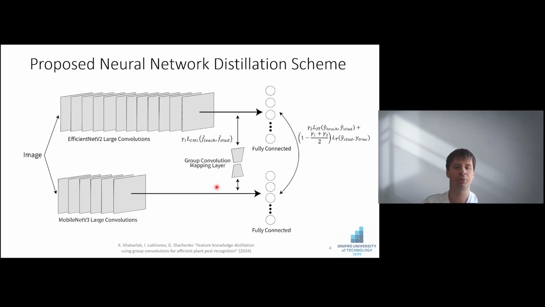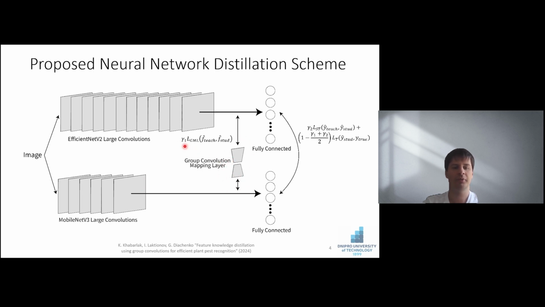Why do we need the group convolution mapping layer at all? Because feature maps of the large neural network and small neural network have different sizes, and to compute some kind of loss between them, we have to map those feature maps using some kind of a layer, and we use convolutions here. Using convolutions is more efficient than, for example, using a fully connected layer. It offers fewer parameters and better accuracy.